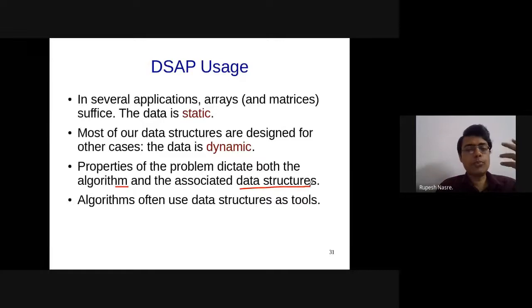And the algorithm is going to be decided, as well as the associated data structure is going to be decided, by the properties of the problem. So we have to first understand the problem and then design the algorithm corresponding to it. Sometimes there could be multiple algorithms for the same problem. And the same algorithm can also be implemented using multiple data structures, right? So there is a hierarchy: there is a problem, there are multiple algorithms possible, and for each algorithm, there could be multiple data structures possible.